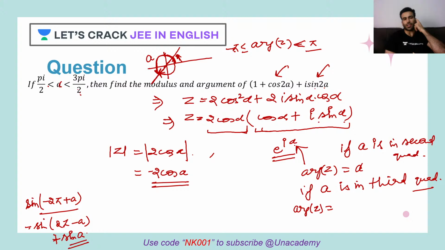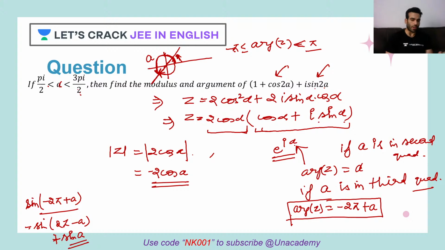And I know a is in third quadrant. So by default, I'll get the same answer. So as you can see, in both ways, I'm getting the same answer. So here, argument would be what? Minus of 2 pi plus a. I hope this is clear with everyone. So in this case, you would be getting negative. Shall we move ahead now? Okay, let's move ahead. And here, as you can see, the argument will always be in the third quadrant.